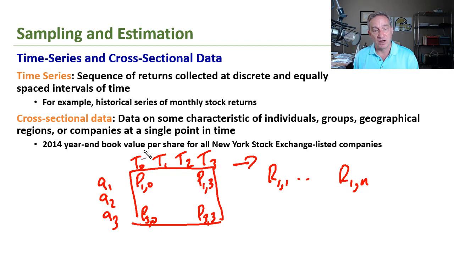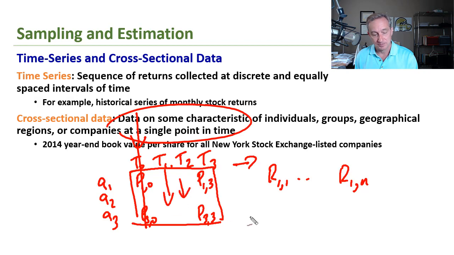But we also could have the column perspective of cross-sectional. So slicing it per the column is cross-sectional data: data on some characteristic of individuals, groups, geographical sections, or companies at a single point in time. So the feature of cross-sectional data, you can see, is it tends to be at a single point in time if we slice it this way.